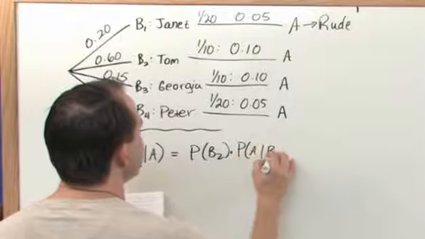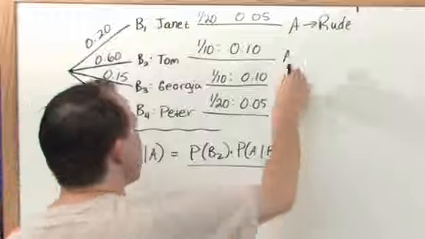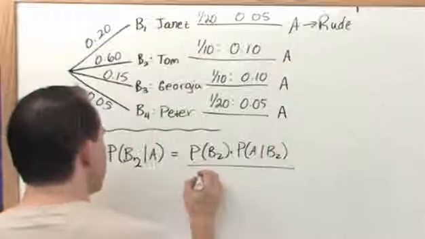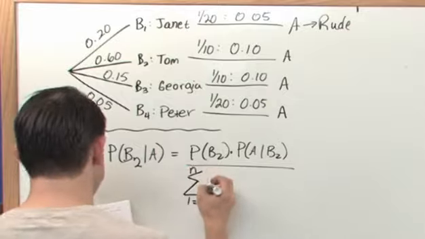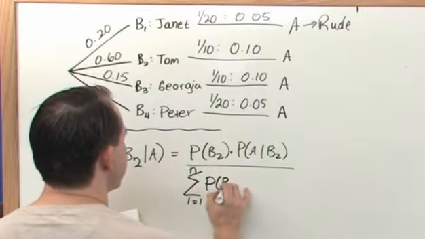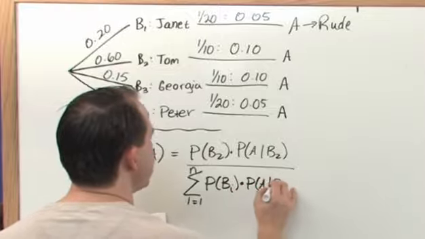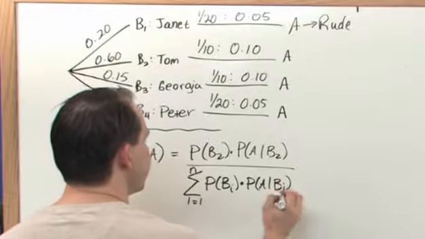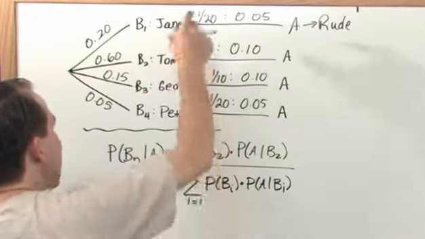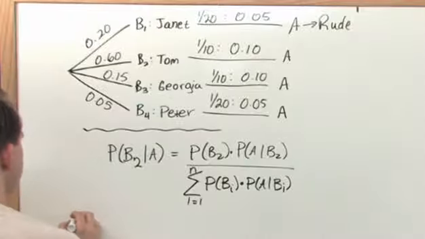A given that B2 occurred, divided by the sum of the probabilities among all paths that we actually are treated rudely anyway. So it's the sum from i equals 1 up to n of the probability of B sub i times the probability of A given that B sub i actually occurred. And this B sub i business and the summation is just a simple matter of adding up all the paths and multiplying within each path, okay? So now all we have to do is to do that.